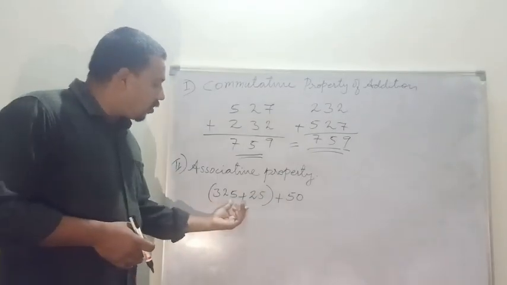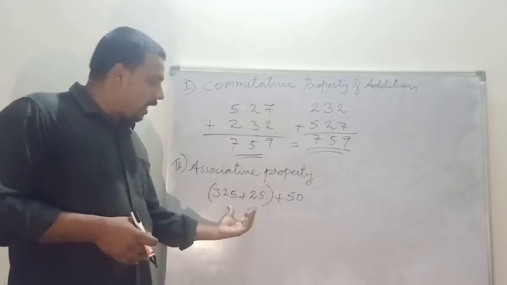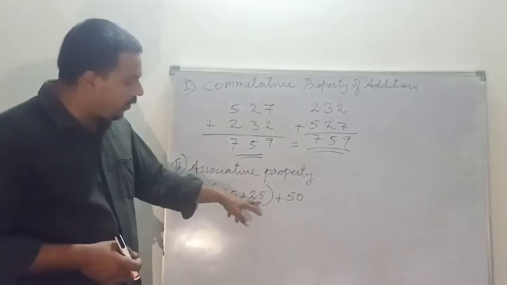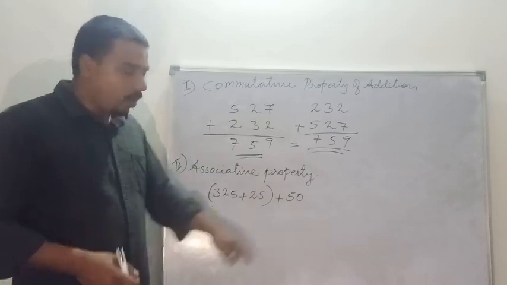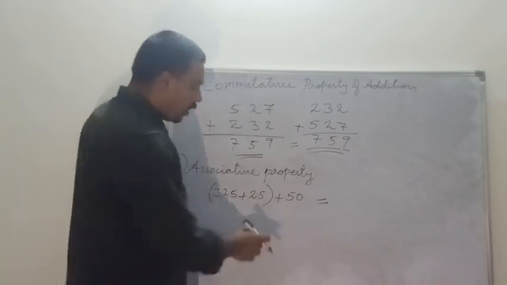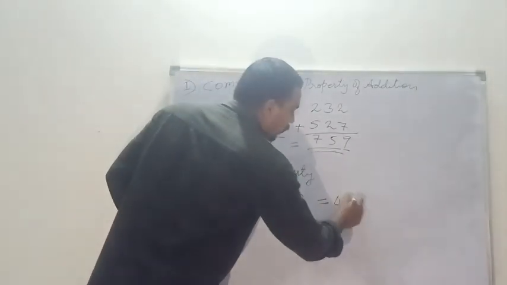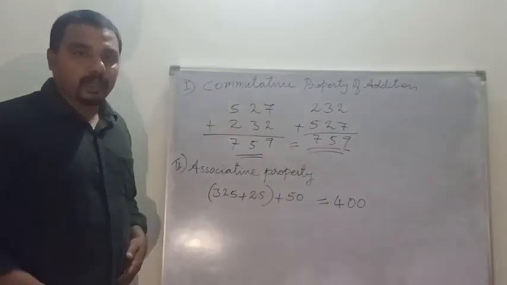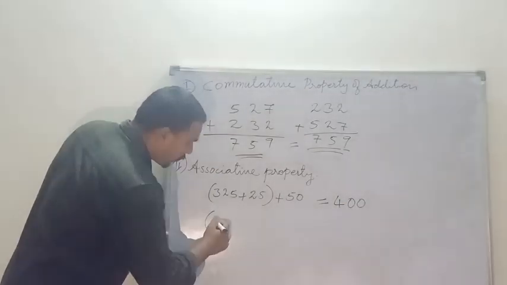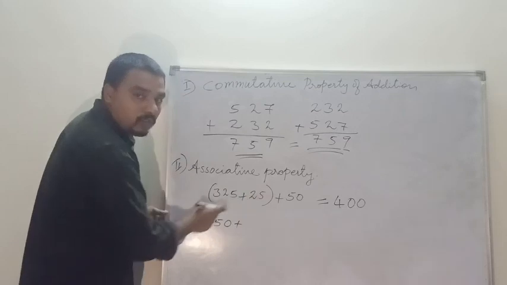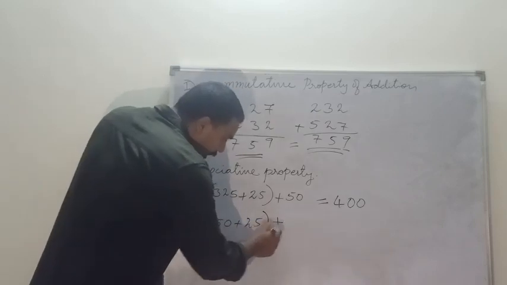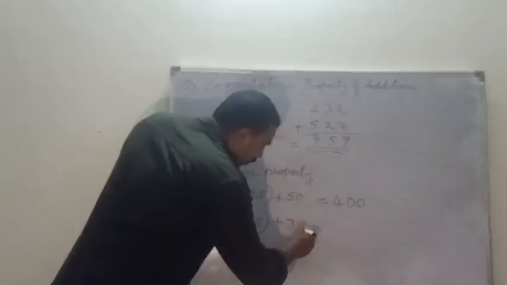Now, associative property. So I have written more than two numbers here. Okay, the two numbers are in the bracket. It is in a group. So I have written 325 plus 25 plus 50. How much will we get? 325 plus 25, 350 plus 50 is equal to 400, right? We got the answer 400. Now I am going to change the group. Okay, first I am going to write this 50 plus 25, then out of the brackets I am going to write 325.